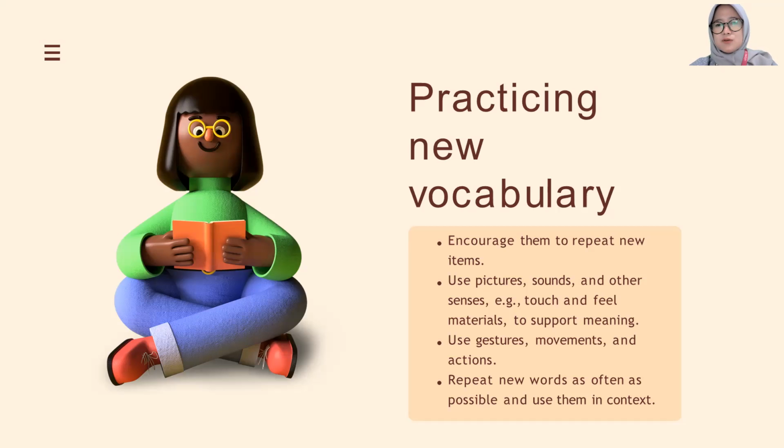All right, and then use gestures, movements, and actions always. When you teach anything in English to young learners, you have to use gestures, movements, and actions because children like something real. They like something concrete. So please use them. Okay. Repeat new words as often as possible and use them in context. Okay, so repetition always works very well.